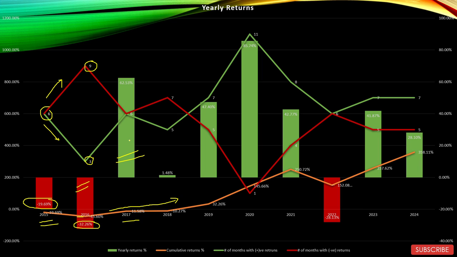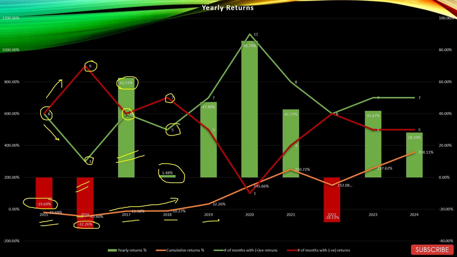In 2017, the situation turns on its head, and the sector managed to give returns of 62.53% with 6 positive and 6 negative months. In 2018, the returns were almost flat with 1.48%. 7 months gave negative returns, whereas 5 months gave positive returns in 2018.